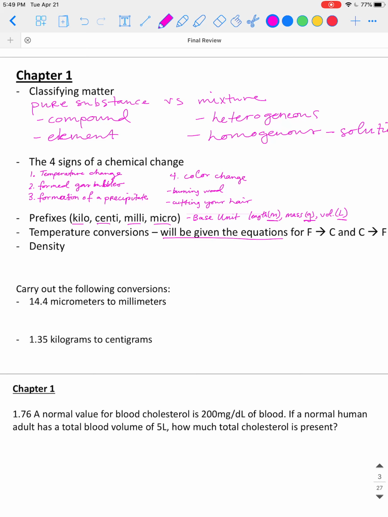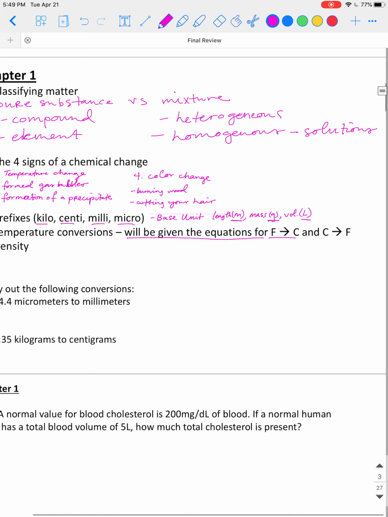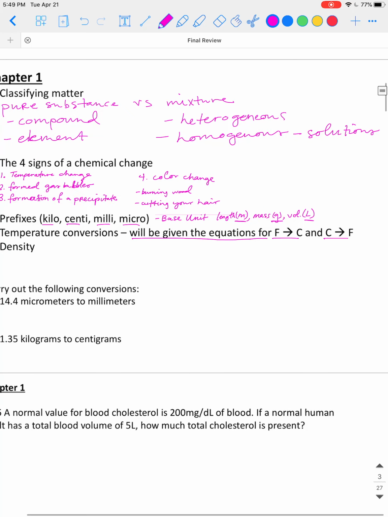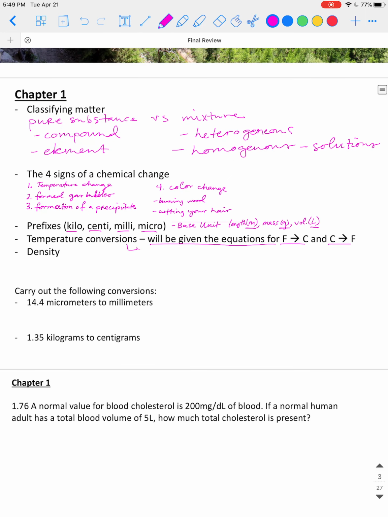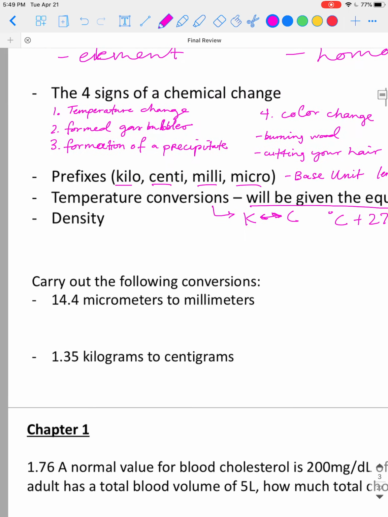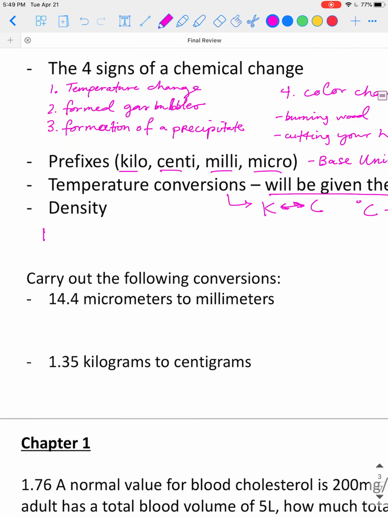All right, temperature conversions. You have to do temperature conversions, and you will be given the equations for Fahrenheit to Celsius and Celsius to Fahrenheit. So what are we missing? You need to know how to do Kelvin to Celsius and vice versa. All right. You need to know that if you take a Celsius temperature and add 273.15, don't forget the decimals, that's going to give you the temperature in Kelvin. All right. So know those things.